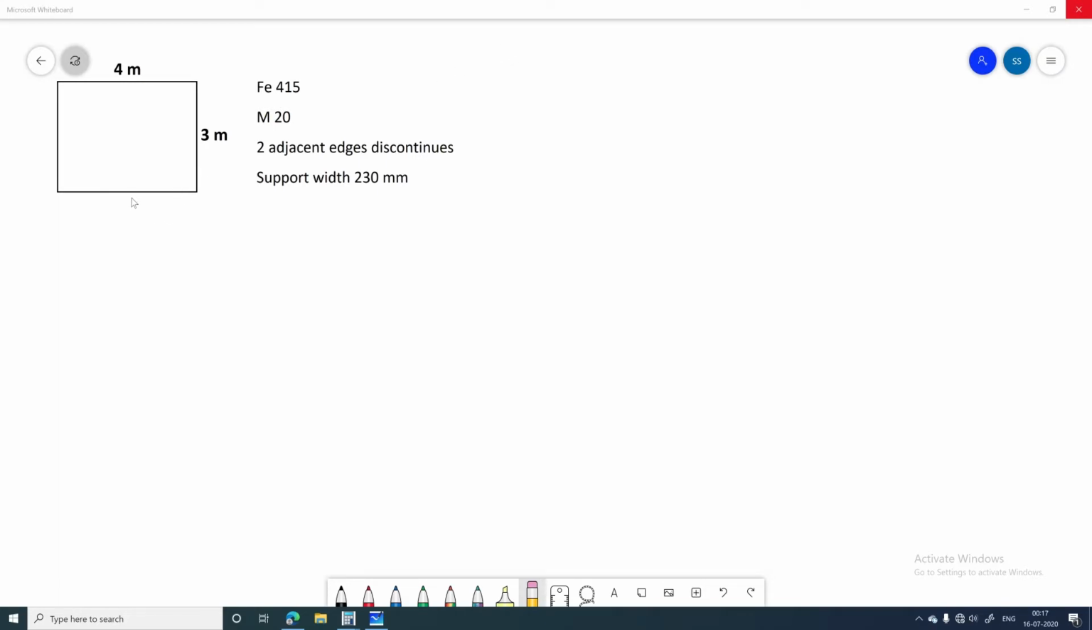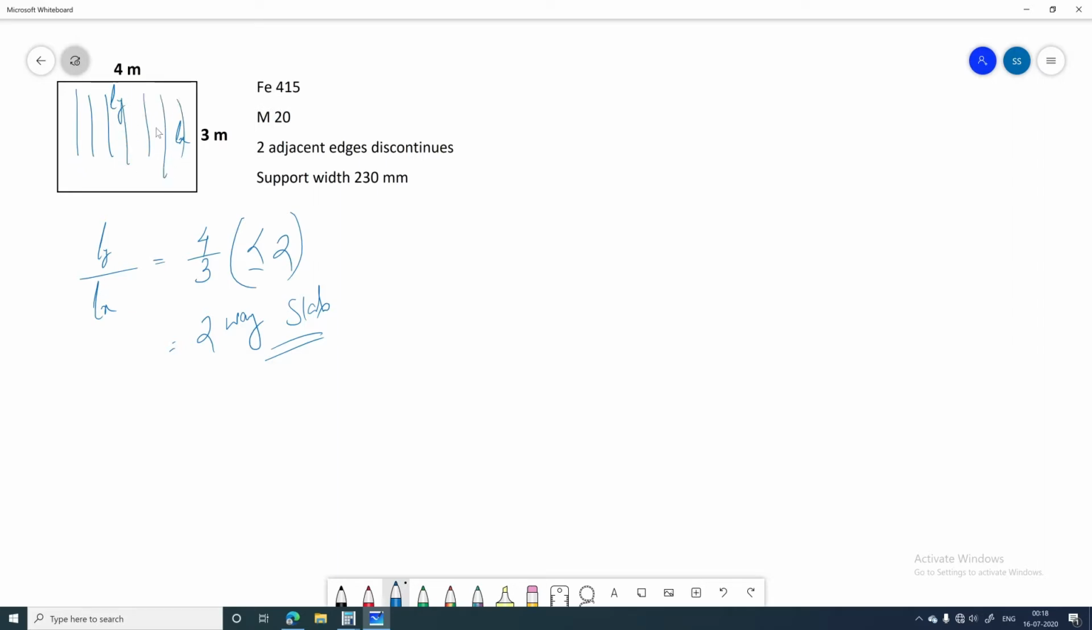One thing I will repeat: if you consider this as a longer span, so definitely it will be Ly, and if this is a shorter span, if you consider this as Lx, the ratio of Ly by Lx, that means 4 by 3, is less than or equal to 2, right? That means it is in this particular condition, so that is why it is considered to be a two-way slab. Now as this is a two-way slab, the main reinforcement is in both directions, in the longer as well as the shorter span, right?